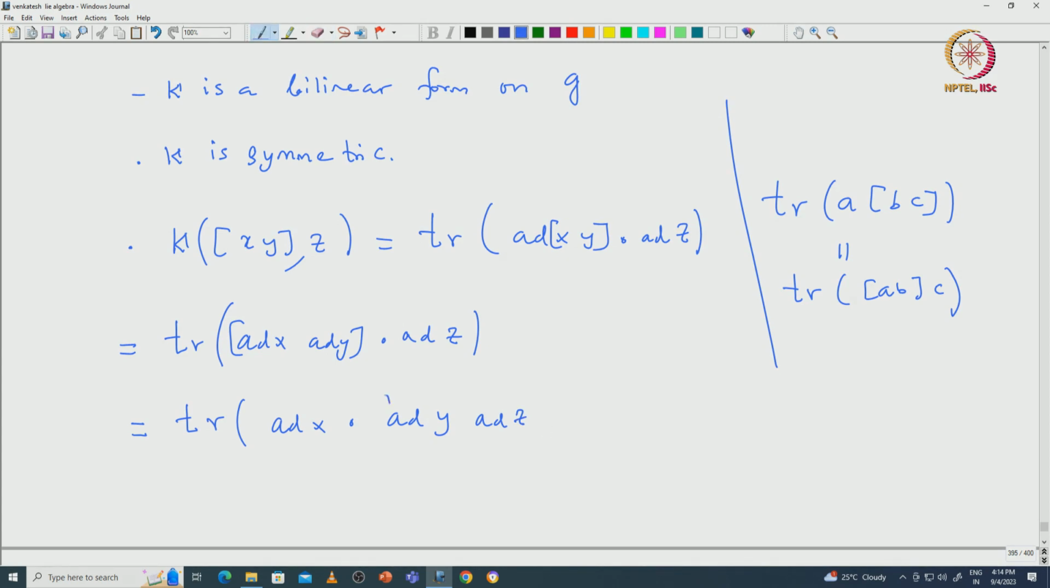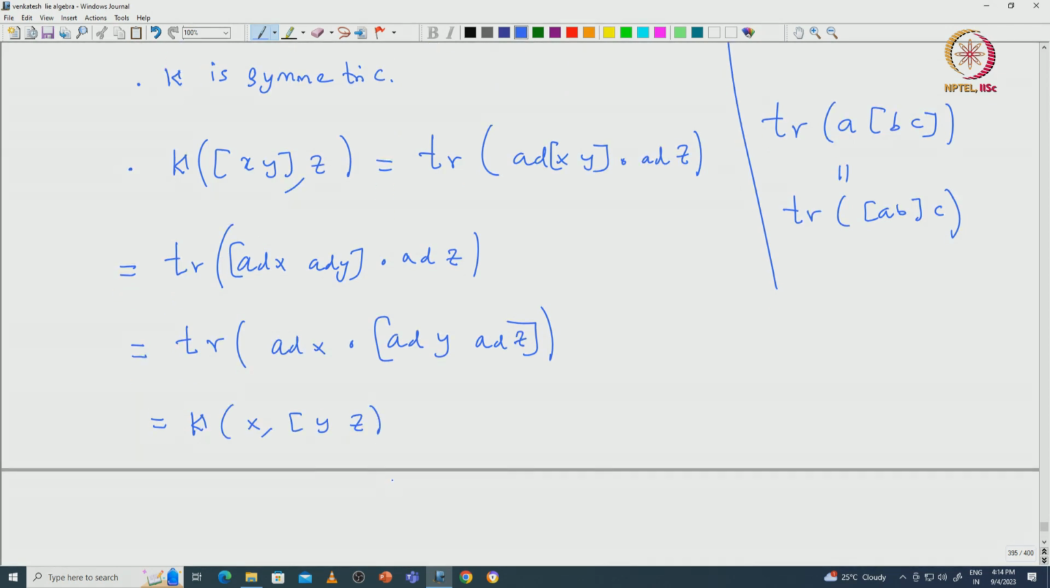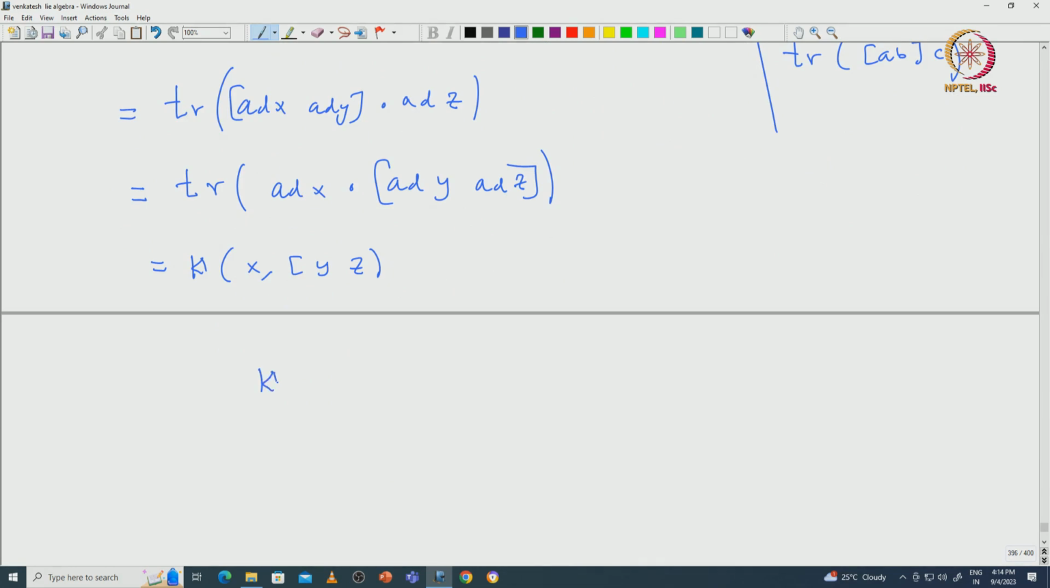So this trace identity gives a condition on kappa. Kappa of x comma bracket yz is the same as kappa of bracket xy comma z. This identity is called the associativity of the Killing form: kappa of bracket xy comma z is the same as kappa of x comma bracket yz, and this is true for all x, y, z in g. So this is called associativity.